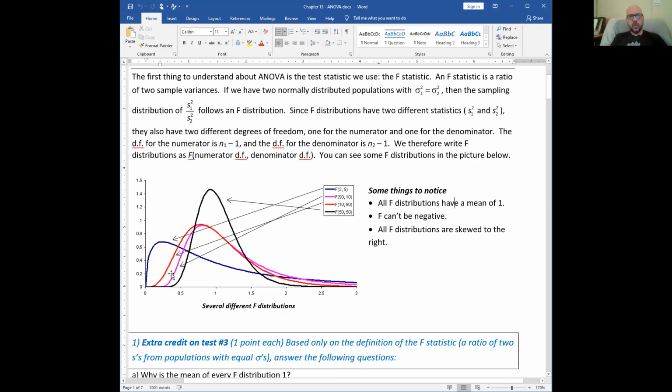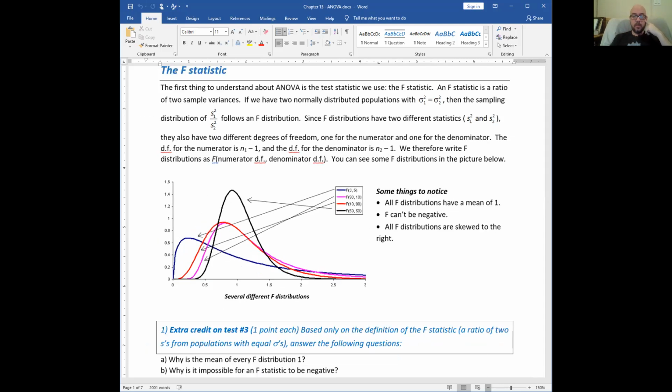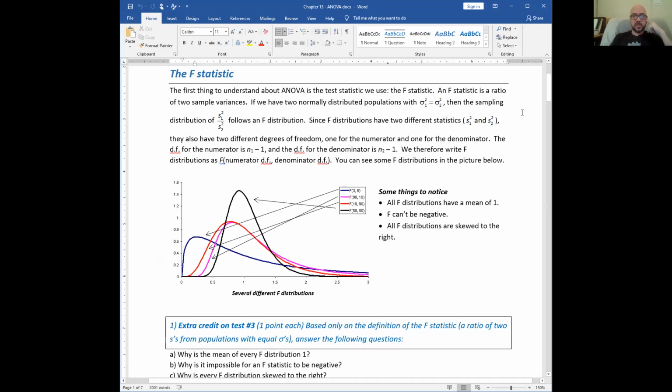So what you've got here has vaguely the same shape as a chi-square distribution, but is always centered at 1 rather than whatever the degrees of freedom is. That's kind of all I want to say about what an F distribution is.